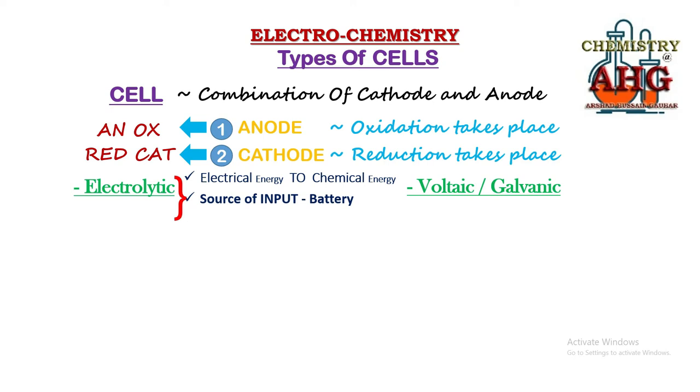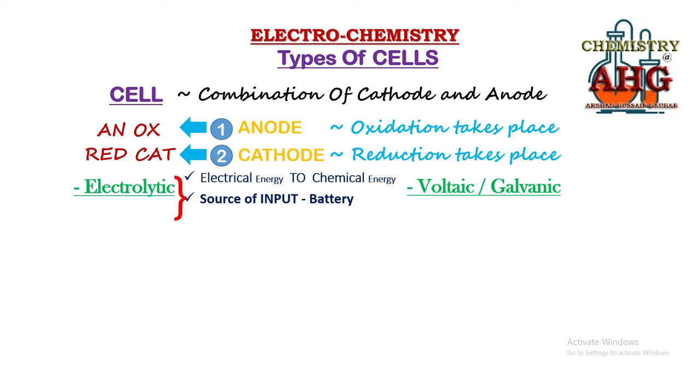So the second difference you must remember is that of source of input or source of output. The third difference that is very important, and that will tell you why I emphasized that whenever you want to define anode and cathode, you must always define them with respect to oxidation and reduction, because many times people think anode is positive and cathode is negative, but this is not correct.